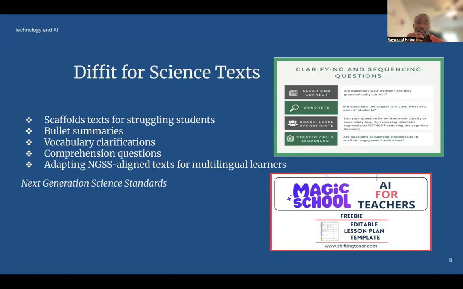Secondly, we can also look at the fit for signed text. And this particular AI tool can also help us to do scaffold tests for struggling students. We help students to scaffold using this AI tool. It also gives us bullet summaries, vocabulary clarification, and comprehension questions for students who have challenges with vocabulary. It also gives us the Next Generation Science Standards that align with multicultural or multilingual learners.